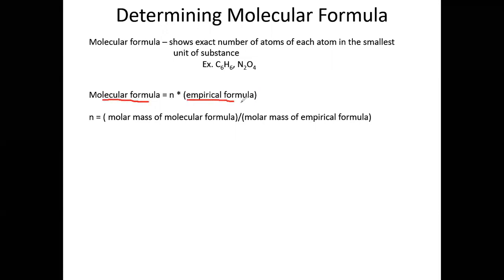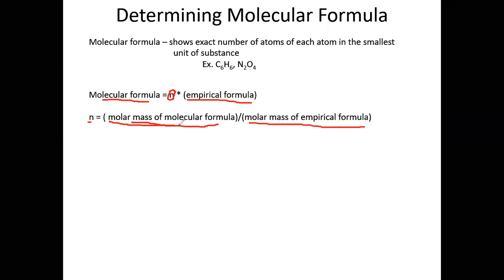But for us, to find the molecular formula, we're going to first find the empirical formula and then multiply it by some number called n. And n is most of the time a whole number, but sometimes it could be a decimal. The way we get this n, or this ratio, is by taking the molar mass of the molecular formula and dividing it by the molar mass of the empirical formula. Now, the molar mass of the molecular formula is always given to you somewhere in the problem. You don't have to calculate it.